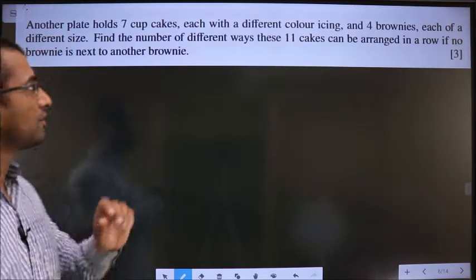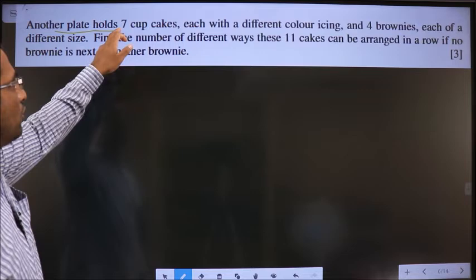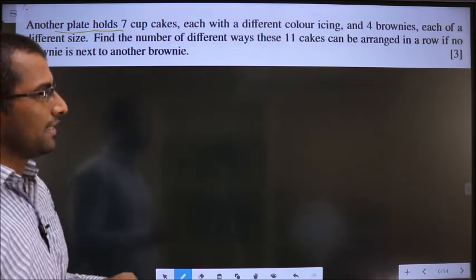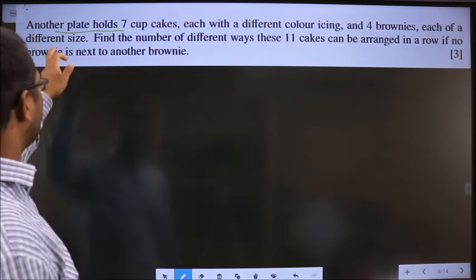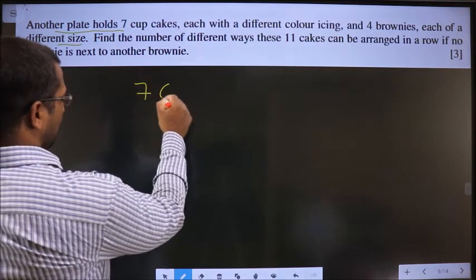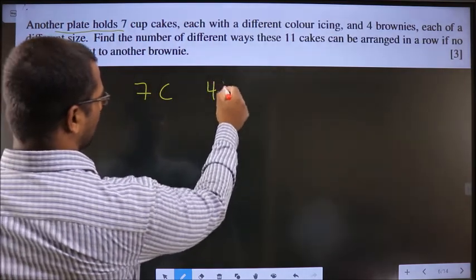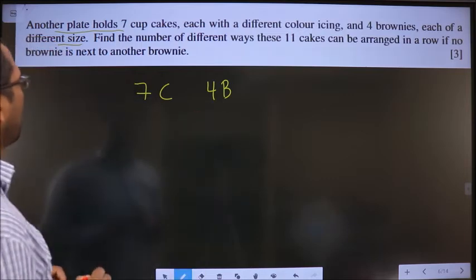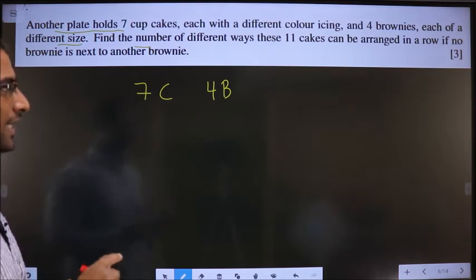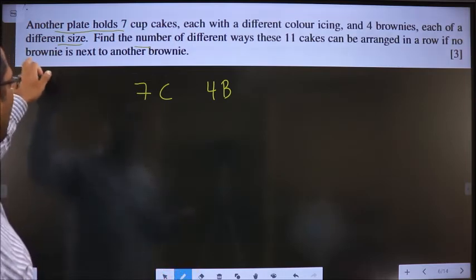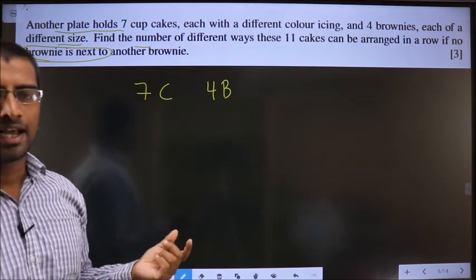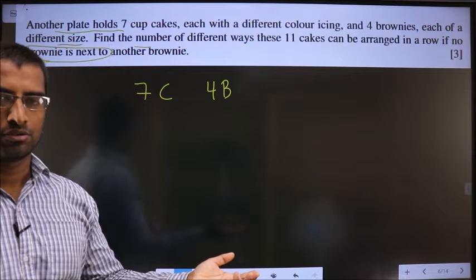Question 1. Another plate holds 7 cupcakes, each with a different color icing, and 4 brownies, each of a different size. So, given are 7 cupcakes and 4 brownies. Find the number of different ways these 11 cakes can be arranged in a row if no brownie is next to another brownie. These 11 are arranged in a line in a row.